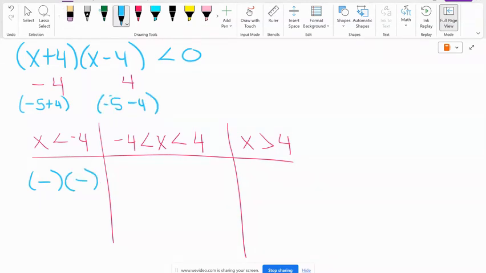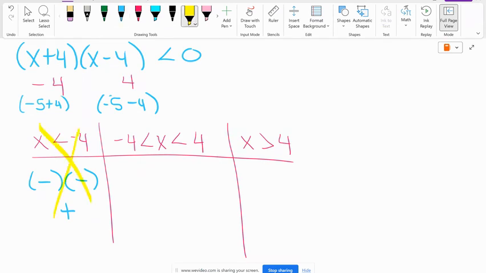A negative times a negative, isn't that a positive? But this time my inequality was less than. Since my inequality is less than, do I want my outcome to be positive or do I want it to be negative? Negative. So guess what? This is out.